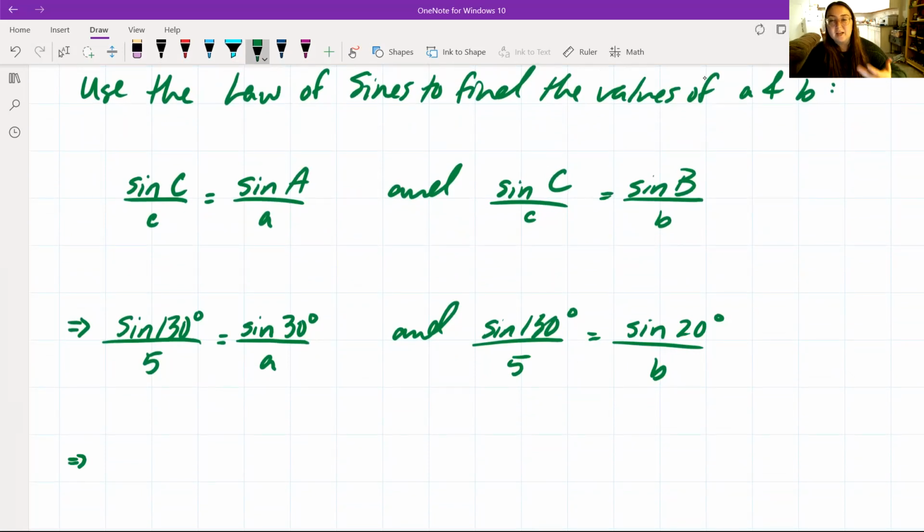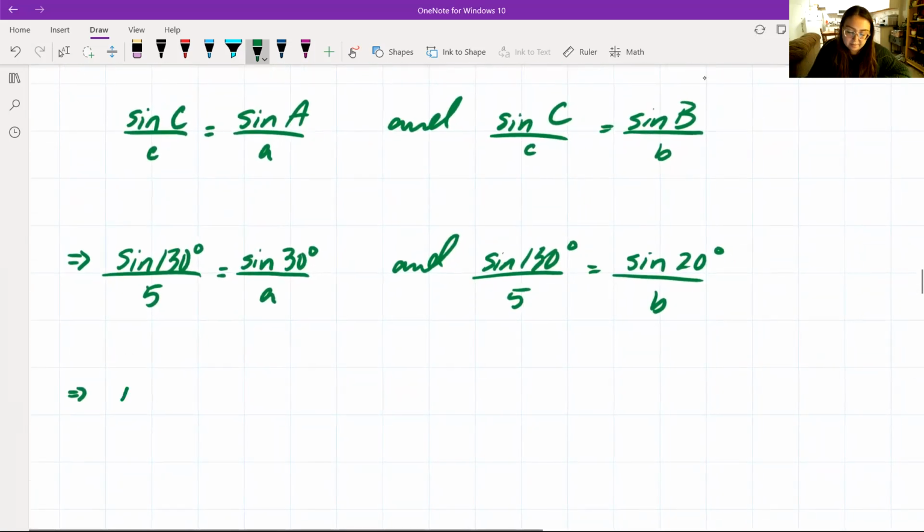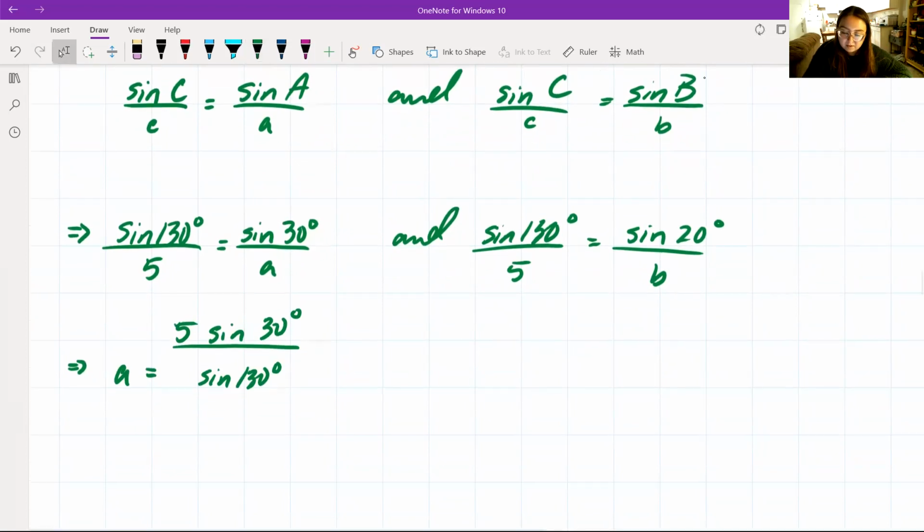So once again, we want to go ahead and rewrite these equalities so that we're solving specifically for the values of A and B. Solving specifically for A, we're going to get A is equal to 5 sine of 30 degrees divided by sine of 130 degrees. And when we solve for B, this is going to be equal to 5 times sine of 20 degrees divided by sine of 130 degrees.